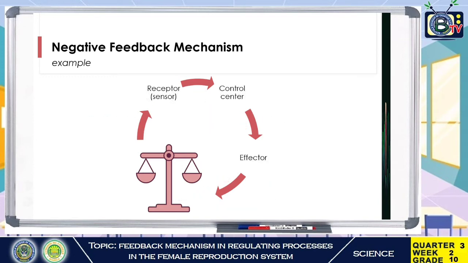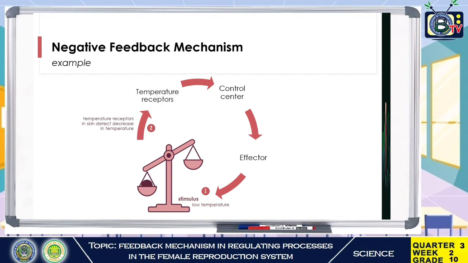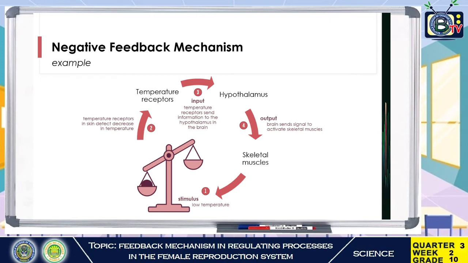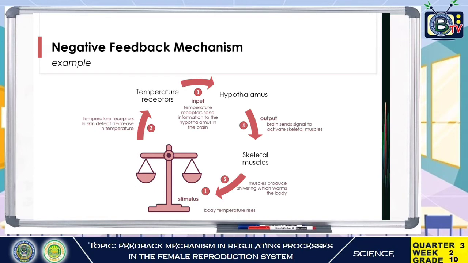During cold weather, however, body temperature decreases. Again, the temperature decrease is detected by the temperature receptors in the skin. These receptors send information to the hypothalamus in the brain, which will send signals to the skeletal muscles. The skeletal muscles will act by making us shiver. This shivering action will warm the body and raise the body's temperature. This also opposes the initial decrease in body temperature.